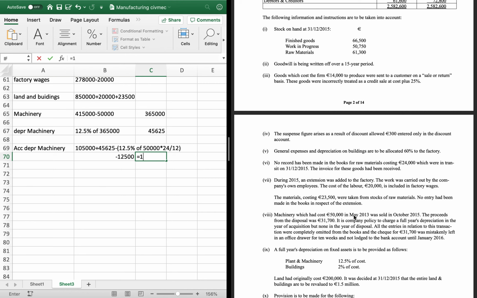So we'll end up with 105,000 plus 45,625 minus 12,500. That's 138,125. Now, anytime we dispose of an asset, now I keep forgetting about this in other questions, but anytime we dispose of an asset, we have profit or loss on the sale of disposal.